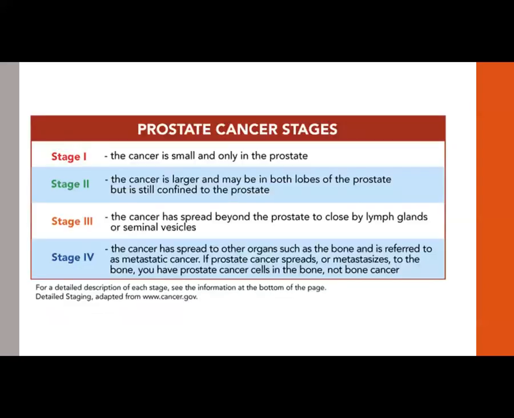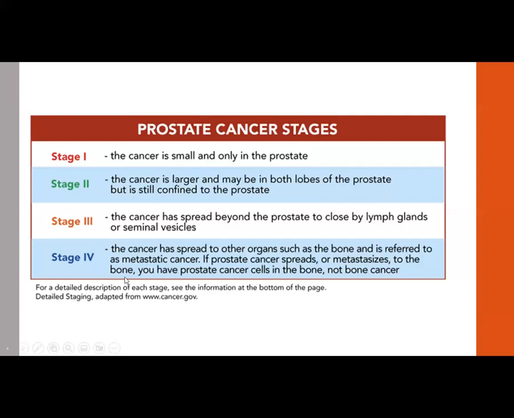I like this example here because it really kind of breaks down the different stages. So in it, we have stage 1. This all comes back to prostate cancer stages. So stage 1, the cancer is small and only in the prostate. Stage 2, the cancer is larger and may be in both lobes of the prostate and is still confined to the prostate. And then we start getting into stage 3 and 4.